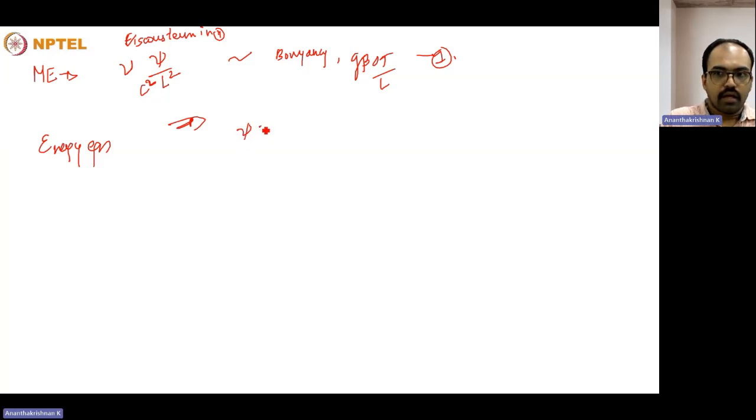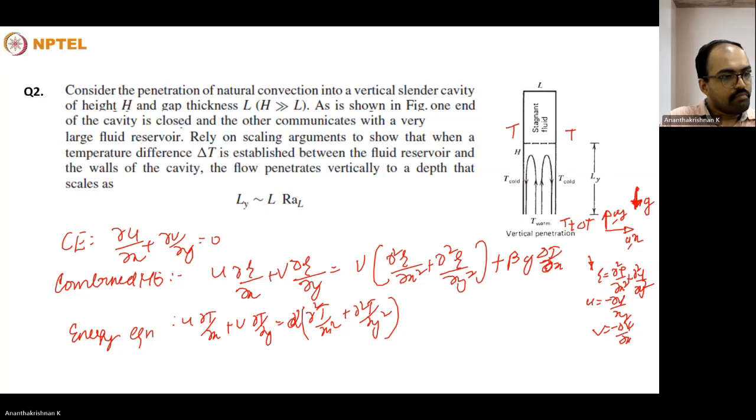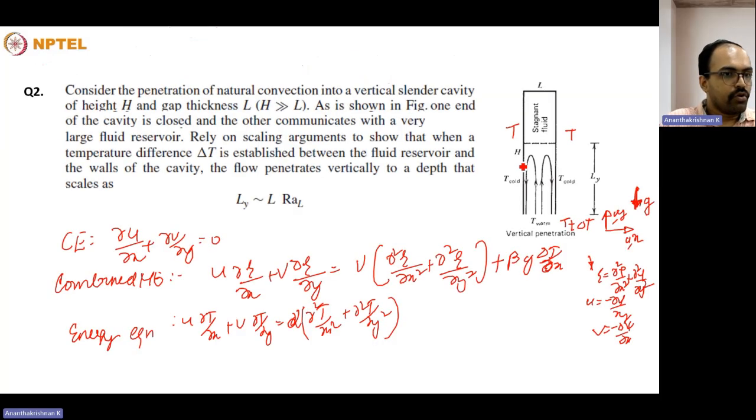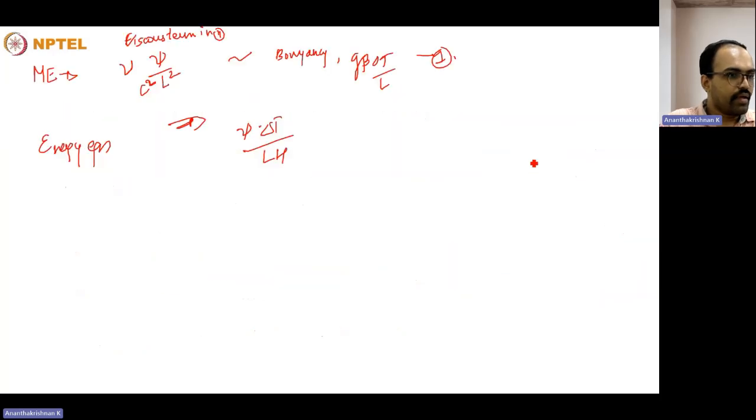ψ δT divided by, there will be one X dimension and one Y dimension. So L H, and so I beg your pardon, it will not be L H, it will be L Y. So we have to prove that it won't be reaching the entire dimension of the L convection term, entire dimension of H, sorry.